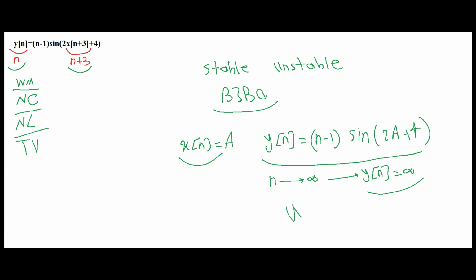Some students ask, you said the input must be bounded, so why did you let n go to infinity? The answer is that n is not the input. n is the independent variable and we can take any value. Therefore, the system is unstable.